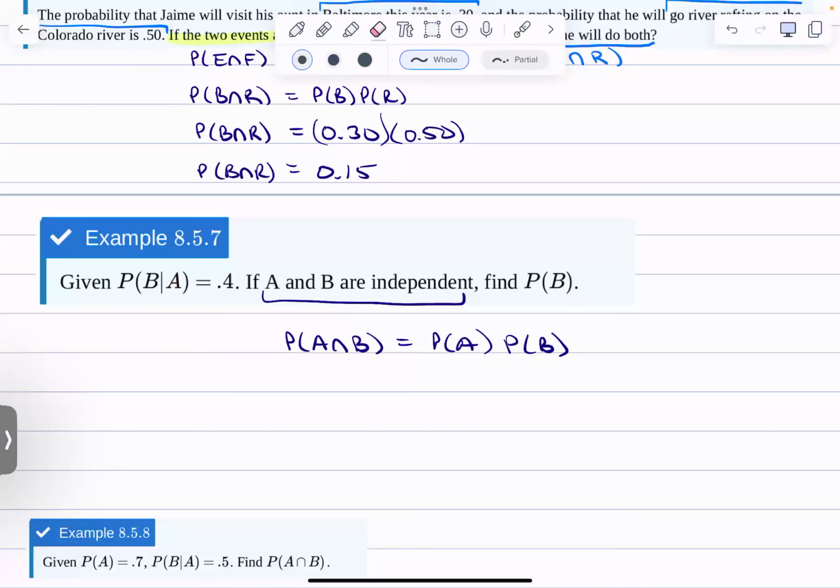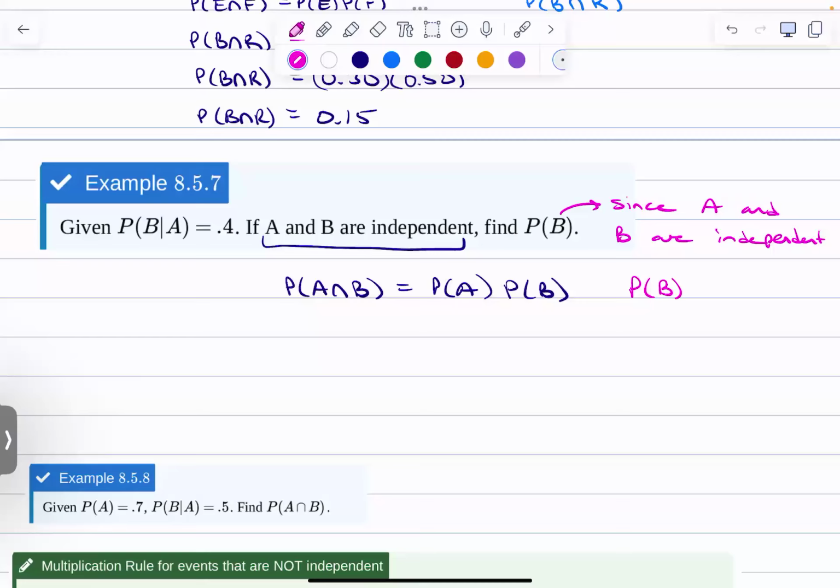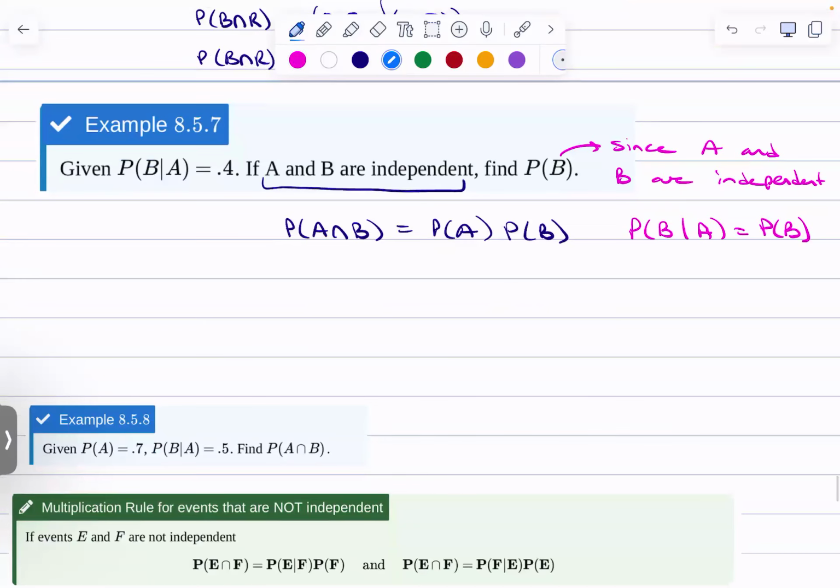So I shouldn't have done this. It's still true, but I'll put it here. Since A and B are independent, the probability of B given A, well, the probability of B doesn't care about A, so it is just the probability of B. Therefore, the probability of B is 0.40. Sorry, I tripped you up with the general formula there. Still true, but we didn't use it.